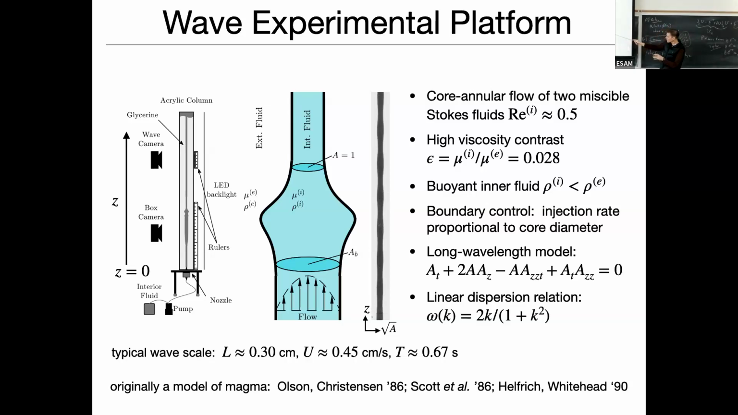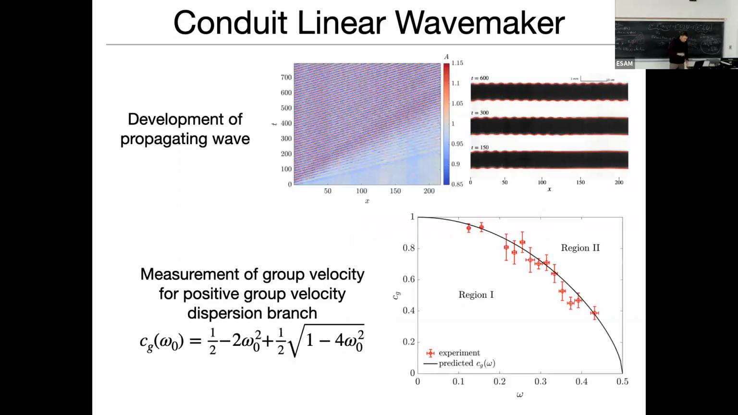If you look at linear waves, this is the dispersion. So back to your question, here's an example where we have rational dispersion. And this was originally studied in the context of magma dynamics, but we now use it as a platform to study nonlinear wave and linear wave phenomena.